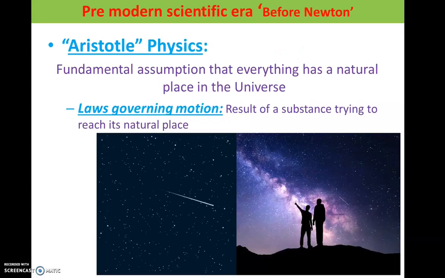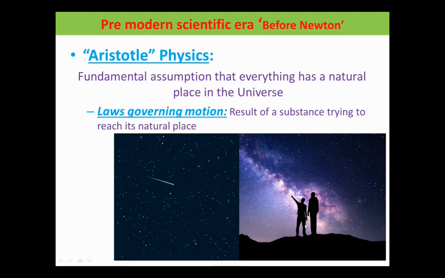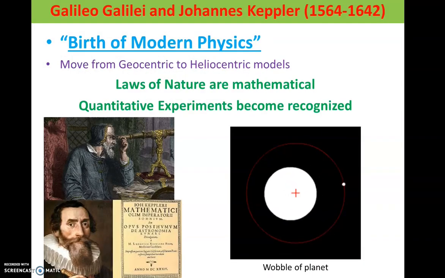Back in the day we were living in the Aristotle world. This pre-modern scientific era had this belief that everything in the universe has a natural place in it. It is quite interesting to think about. Imagine that there are two friends on top of a mountain, and one of them sees a shooting star go by, and he says to his friend, dude, where is this shooting star going? And obviously the second friend would reply that it's going where it is supposed to go, because it has some natural place in the universe where it is meant to go, and that's what is governing the motion of this object in the sky. It was not until late 1500s that modern physics was born.